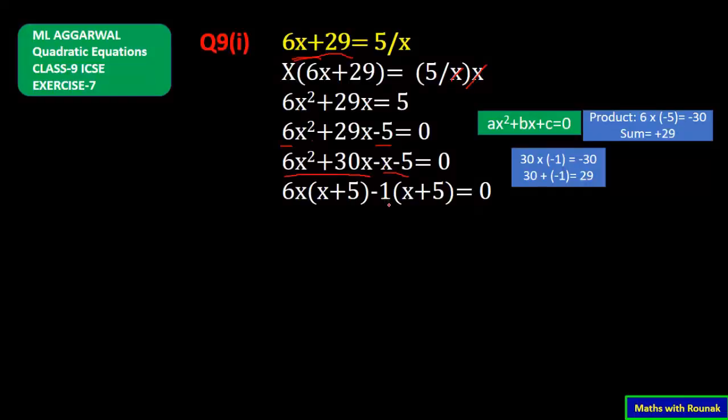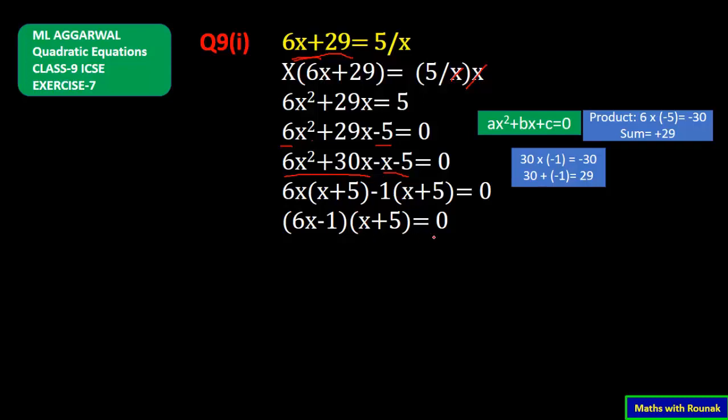If we multiply negative 1 with positive x, we will get negative x. And if we multiply negative 1 with positive 5, we will get negative 5. Now we can clearly see x plus 5 is common in both, so we can take that out. And the equation will become 6x minus 1 multiplied by x plus 5 is equal to 0.